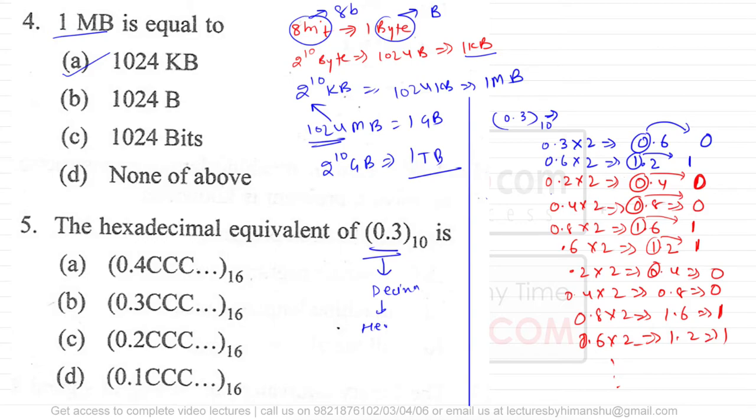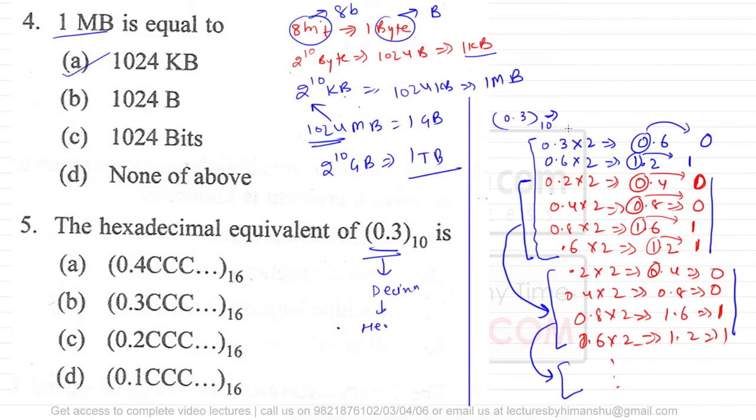Now you can see there's a pattern that is repeating itself. From here to here, we are getting unique numbers. But this exact pattern from here to here is also repeating itself here. And again, this exact pattern is also going to repeat itself here. That means 0011 is repeating. So if you write this number in binary, it will be 0.01001001001001001001, and so on. So this 0011 is actually showing this pattern. So it is equivalent to this given number in binary.